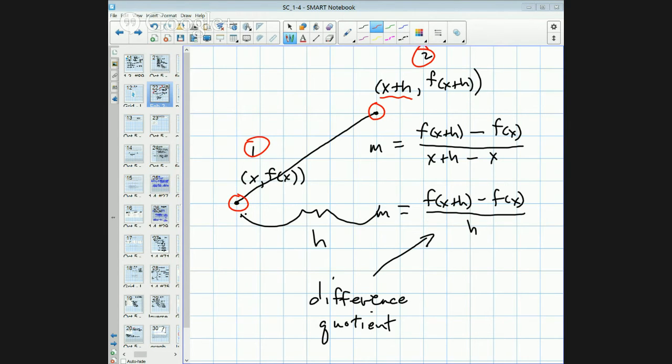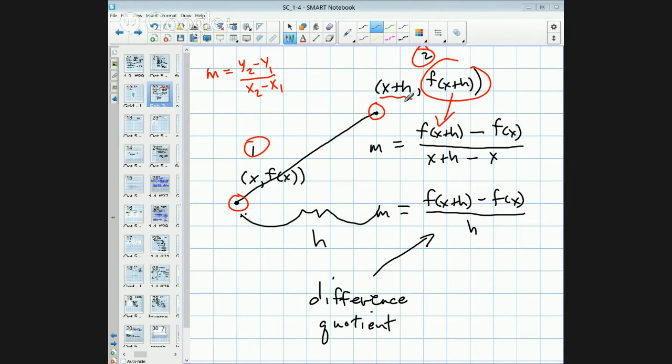Now, if I asked you to find the slope of this segment that connects them, what's the slope formula? Remember, it looks like this, up there in the left corner. The y-coordinate from point 2 minus the y-coordinate from point 1, over the x-coordinate from point 2 minus the x-coordinate from point 1. So in our case, what's the y-coordinate from point 2? There it is, right there. f of x plus h. Notice I just brought it down.